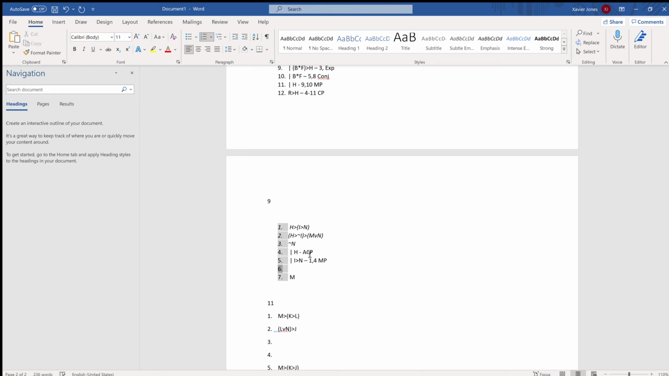Now that we have this, we can use lines 3 and 5, modus tollens. I was going to say to get not I, using lines 3 and 5, because we have if I, then N, not N, therefore not I. And that's modus tollens.